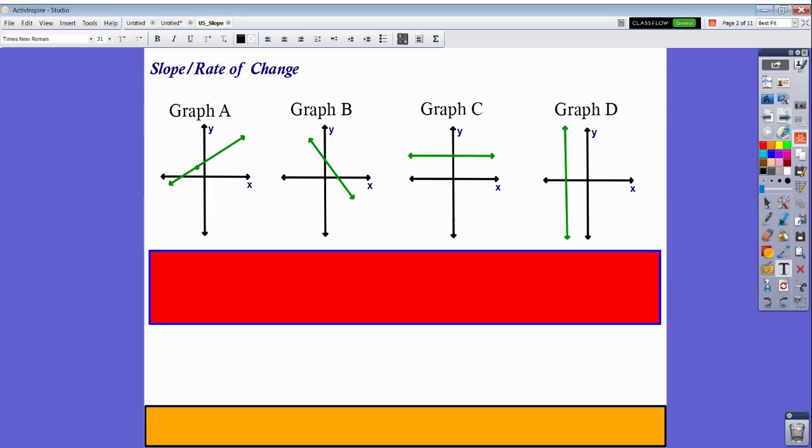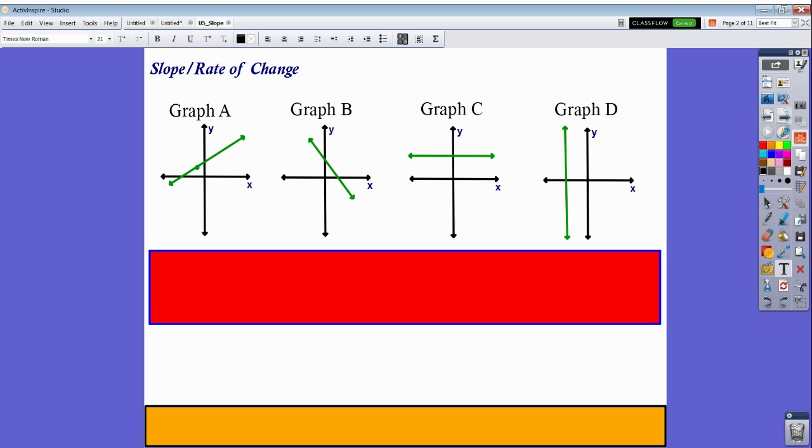all right, tell me, which one of these do you think has a positive slope? Which one do you think has undefined slope? Which one has a negative slope? And which one has a zero slope? All right, so let's go through them and see if you got it right. So let's look at graph A.